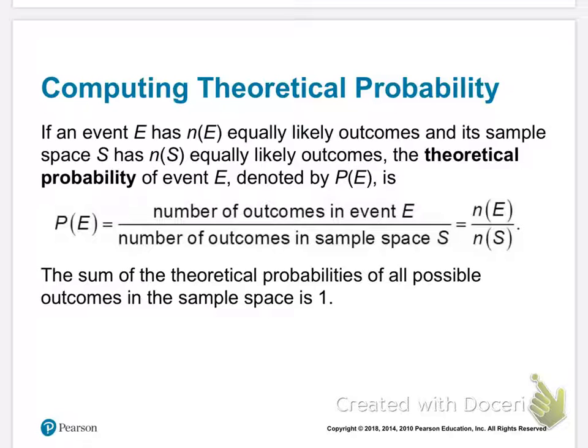Okay, computing theoretical probability. If an event E has n of E equally likely outcomes and its sample space has n of S equally likely outcomes, the theoretical probability of the event E, denoted by P of E, is the number of outcomes in the event E over the number of outcomes in the sample space. The sum of the theoretical probabilities of all the possible outcomes in the sample space is 1, because we can't have a probability greater than 1 or they weren't equally likely outcomes.